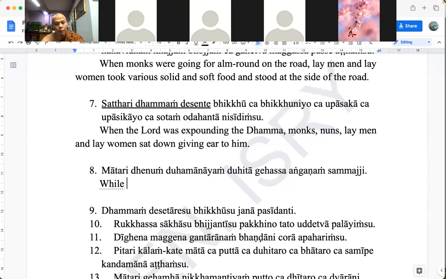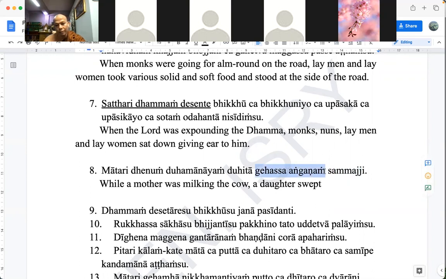So when a mother was making the count, duhamanayam, was making the count. So duhita, a daughter. Samiji means swept, the past tense, third person singular. Swept.